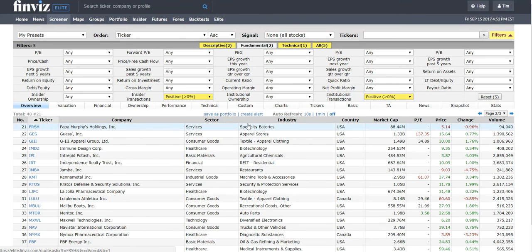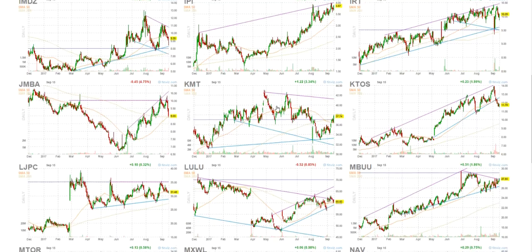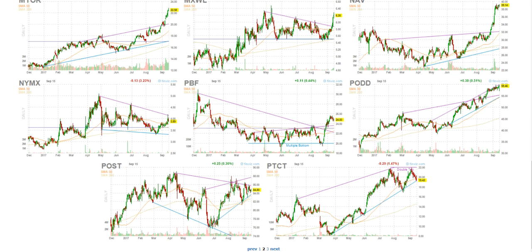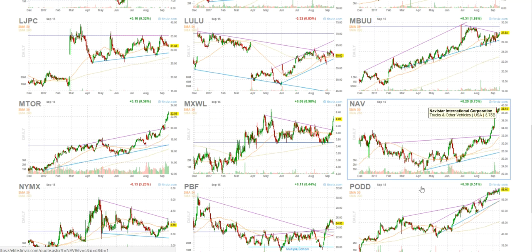So let me take a look. Let's see here. NAV, boy, that had a beautiful breakout over 32. I did not have that. It is consolidating though, flagging out a little bit. Actually looks pretty darn good. NAV.